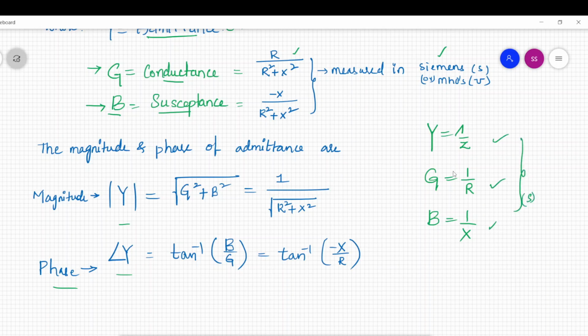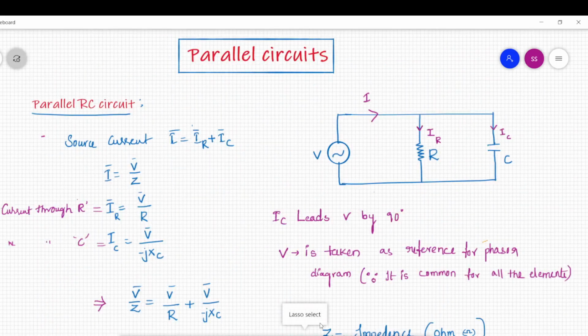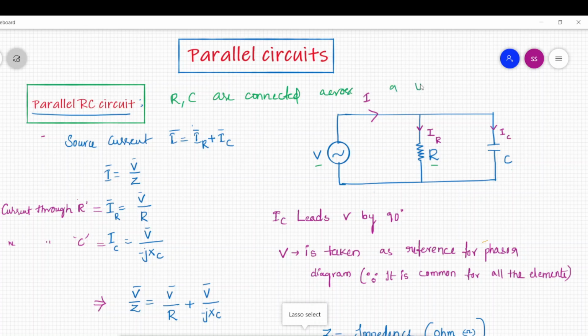Now let us proceed to our parallel RC circuit. The first circuit we are going to see in parallel circuits is the parallel RC circuit. Here R and C, that is resistor and capacitor, are connected in parallel across a voltage source. That is an AC voltage source, and this symbol indicates AC.